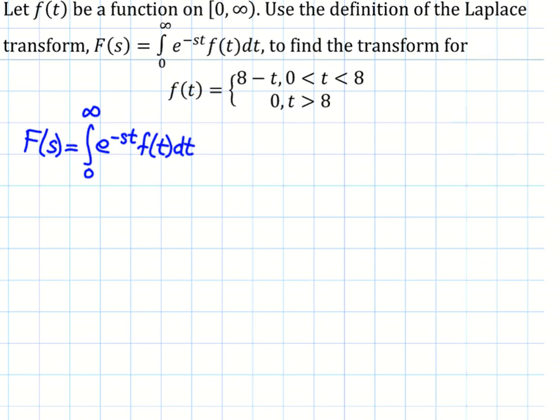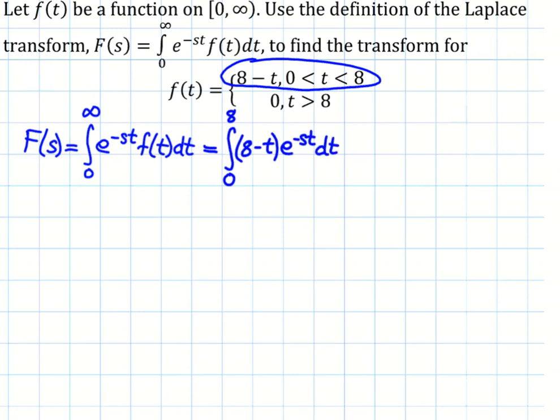Now, since the function only takes the values of a minus t, that is when it's not equal to 0, it's only from 0 to a. So we know that the function is only not equal to 0 from 0 to a. And in particular, the values are a minus t, e to the negative st dt. We only take the non-zero values for the function, and in that case only from 0 to a.